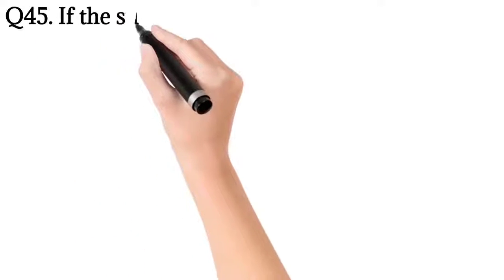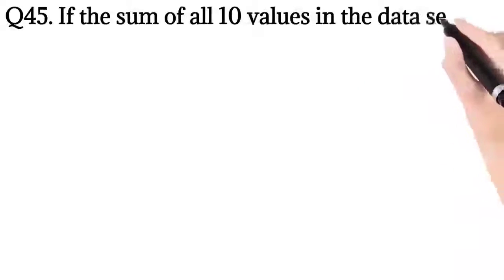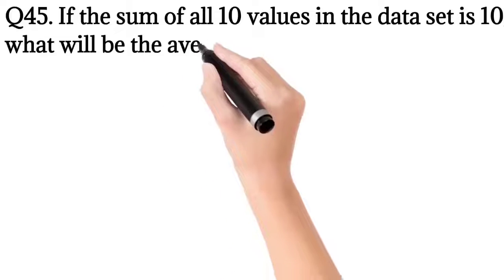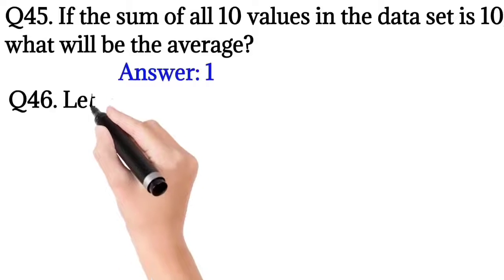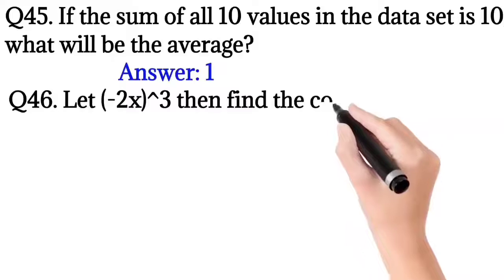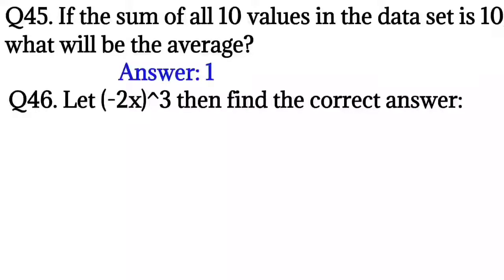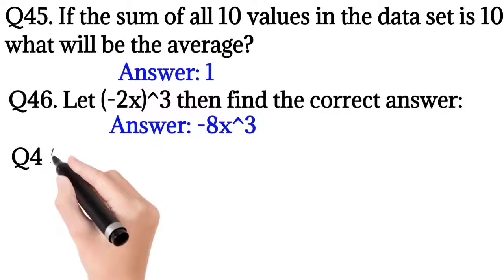Question number 45. If the sum of all 10 values in the data set is 10, what will be the average? So the answer is 1. Question number 46. Let minus 2x power 3, then find the correct answer. So the answer is minus 8x power 3.